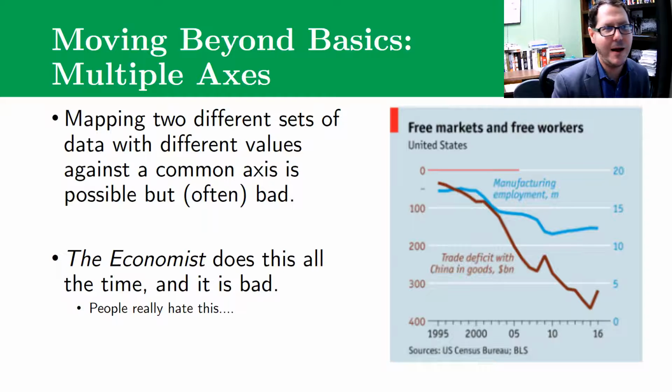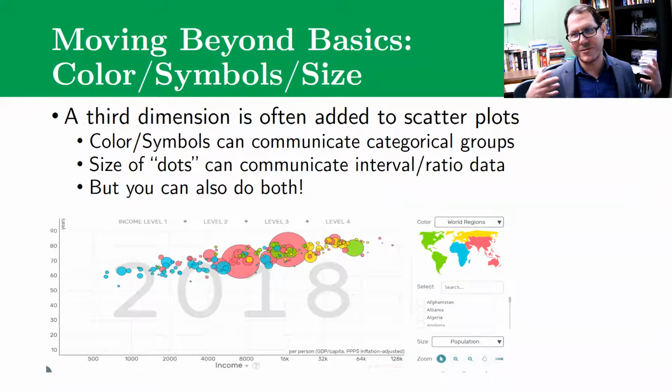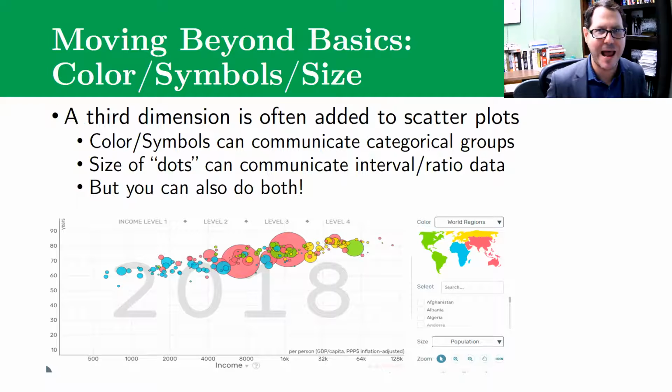And then another strategy for adding complexity into your story, adding in additional variables and information, is to think about color, right? Or symbols or size. So this is a scatter plot, basically, income and life expectancy. And this comes from the Gapminder website. And it's a scatter plot, so it's communicating two interval ratio continuous variables, but then there's also color.